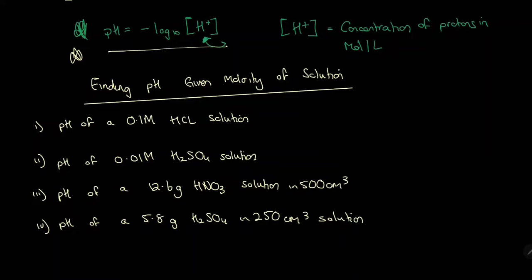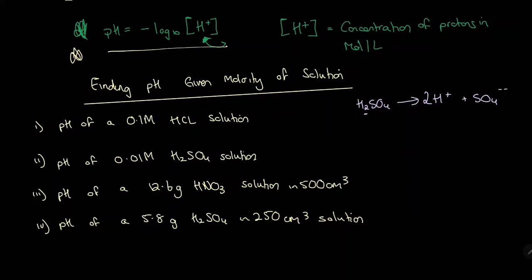A 0.01 molar solution of H2SO4. So let's look at how H2SO4 might dissociate. We're going to have the hydrogen ion, but we see there's a 2 here. So if it fully dissociates, it's going to have 2 hydrogen ions dissociated in the aqueous solution, and then a single sulfate ion.